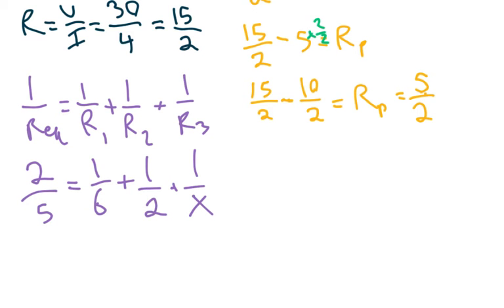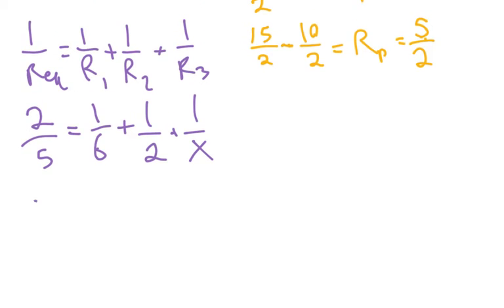So now all we have to do is solve this equation for x. The best way to do that is to get 1 over x by itself, and then we're going to get x by itself. Actually, what we're going to do is just subtract everything. So we're going to say 2/5 minus 1/6 minus 1/2 equals 1 over x. The reason I did that is I don't want to just find a common denominator for 6 and 2. I want to find a common denominator for 6, 2, and 5.